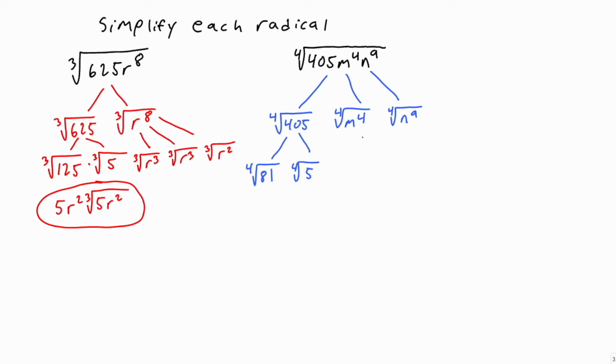And then the 4th root of m to the 4th. So how many m to the 4ths are in m to the 4th? Well, just 1. So for right now, I'm just going to leave this as 4th root of m to the 4th. And then how many n to the 4ths are in n to the 9th? 2.